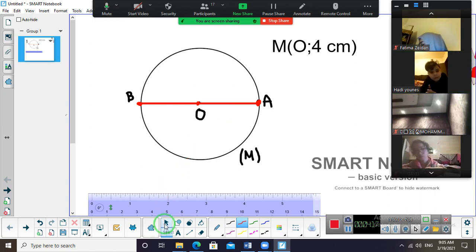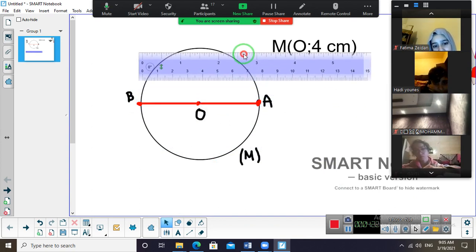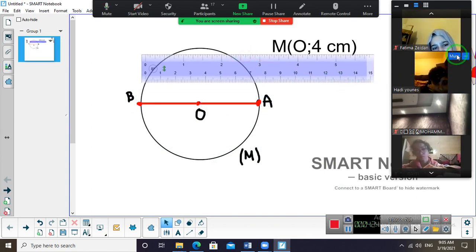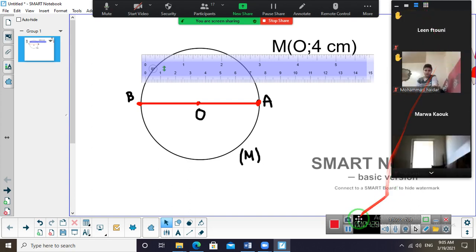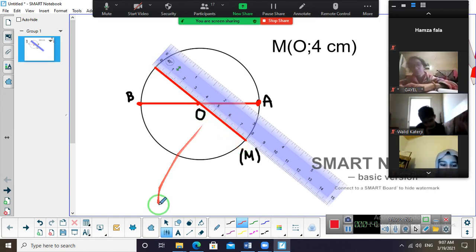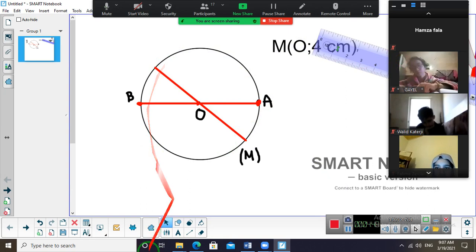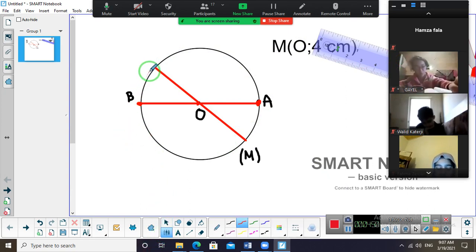I can draw another diameter in this circle. I can draw many diameters in one circle. Look, I can draw many diameters in this circle by passing through the center. Now I want to draw another diameter passing through the center. I can draw it just by passing through the center. Did you see? A diameter is a segment whose extremities are 2 points on the circle and passing through the center.